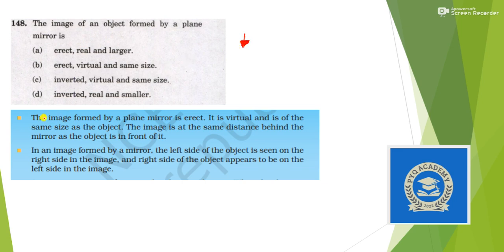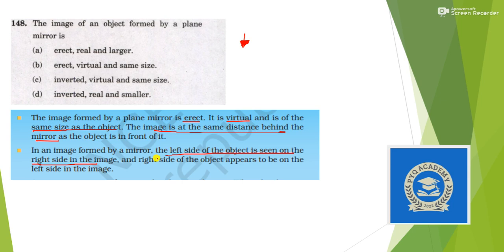So here you can see the image formed by a plane mirror is erect. First characteristic, it is virtual, not real. Second characteristic, and third is the same size as the object. The image is at the same distance behind the mirror, and in an image formed by a plane mirror, the left side of the object is seen on the right side. That means it is talking about lateral inversion.